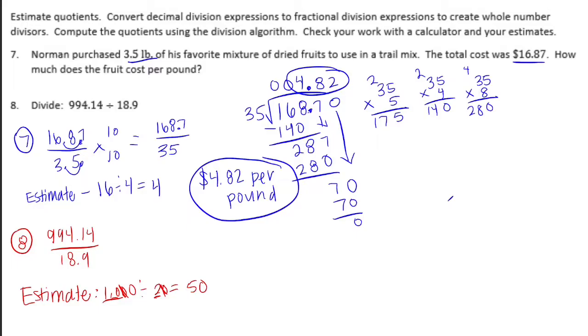Now I need to get a whole number divisor. To do that, I need to multiply by 1 power of 10. So we have 189. If I multiply by 1 power of 10 there, I get 9,941 and 4/10. So now we just need to divide.